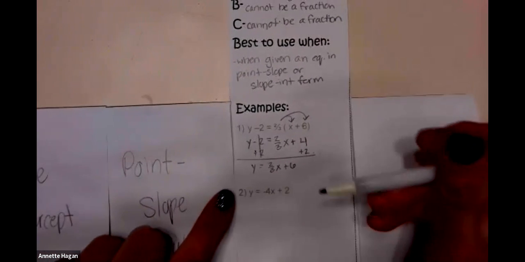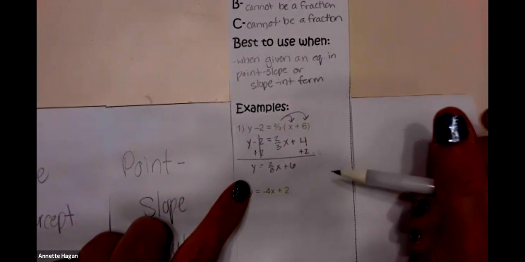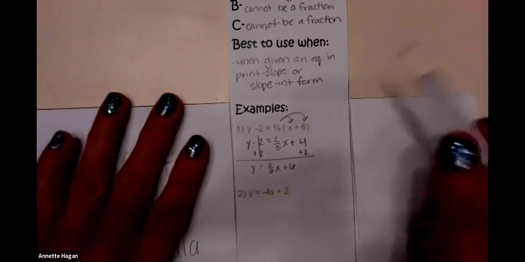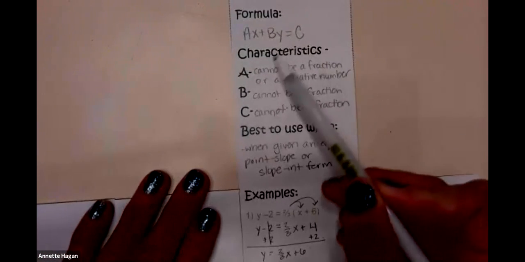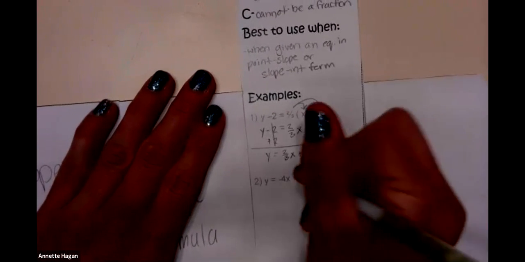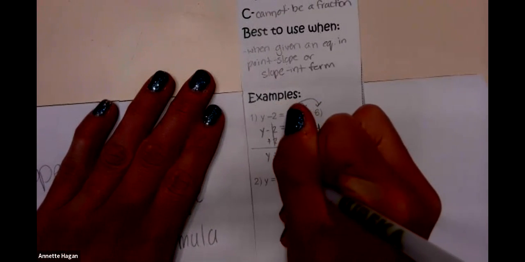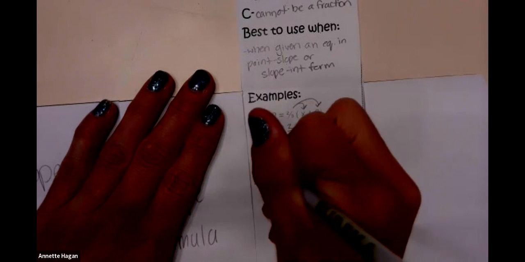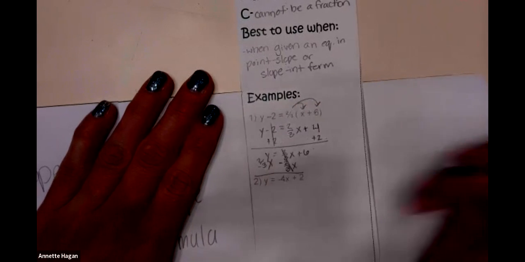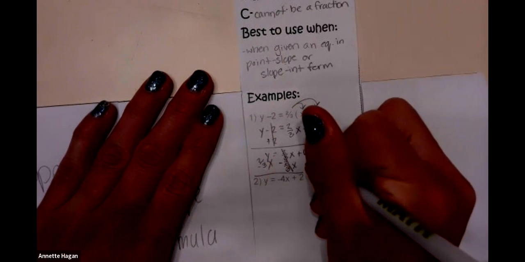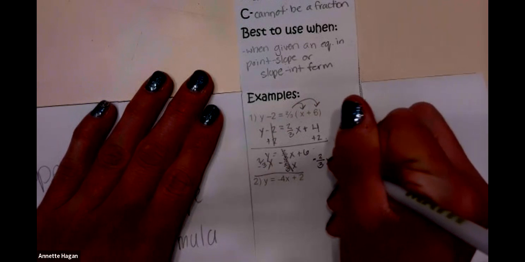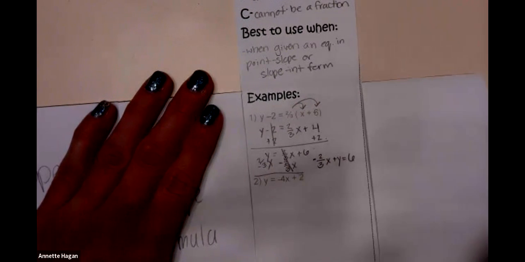So right here, I've just put it into slope intercept form. I've gone from point slope to slope intercept, but I'm not done. I need it in standard form, and we know that in standard form, the x and y terms are on the same side. So I'm going to subtract 2/3 x from each side. Those will cancel, and I'm left with negative 2/3 x plus y equals 6.